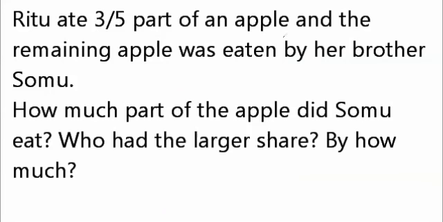Let's do the seventh one. Ritu ate 3/5 part of an apple and the remaining apple was eaten by her brother Somu. How much part of the apple did Somu eat? And who had the larger share? And by how much? So we have 3 questions here. So first, let's write the givens. Ritu ate 3 upon 5 part of the apple.